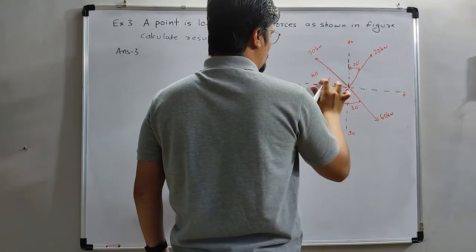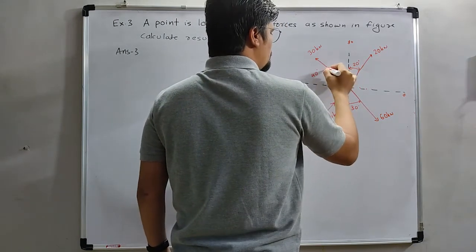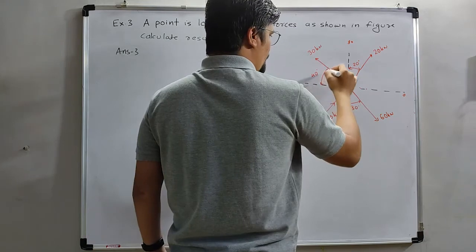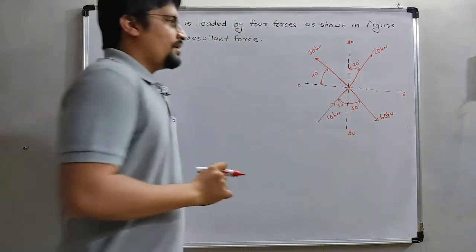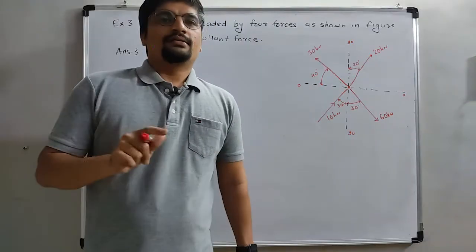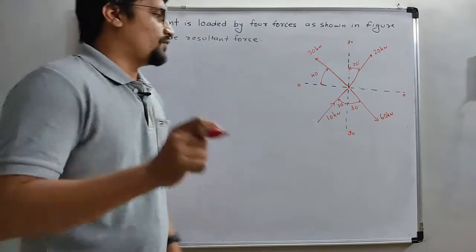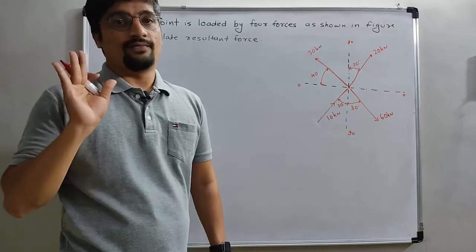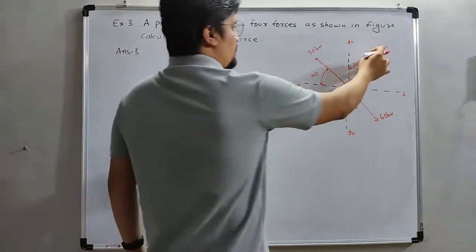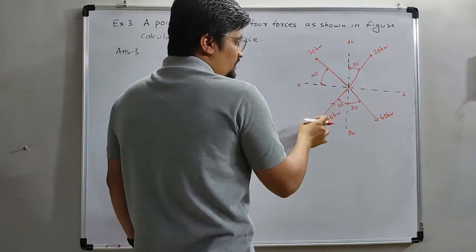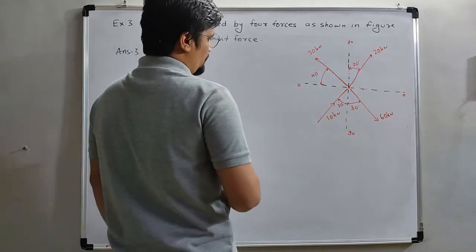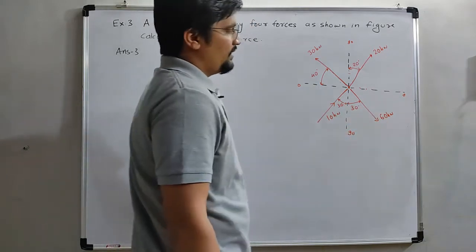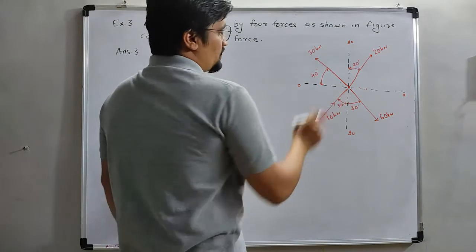Make 20 degrees. Firstly we will check the direction of the forces. In concurrent forces, the direction should be the same for all the forces. The first one is tensile, the second one is tensile, the third one is compressive force, and the fourth one is tensile. So there will be a change in this.